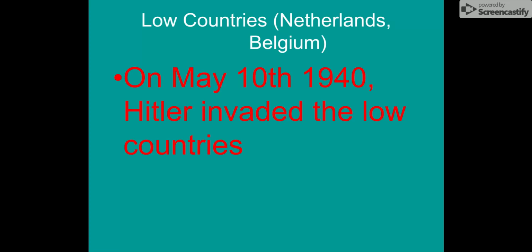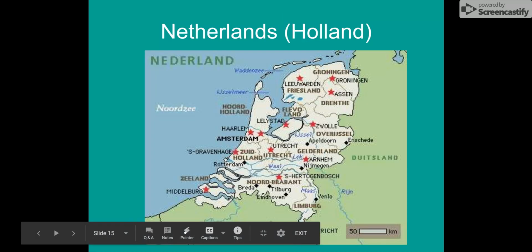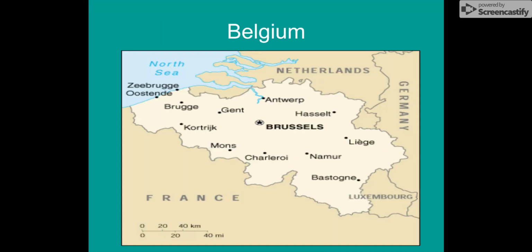Now the Low Countries, the Netherlands, which you know is Holland, and Belgium will be invaded May 10th, 1940. We call them the Low Countries because they're below sea level. There's the Netherlands or Holland. There's Belgium. We get some good waffles.